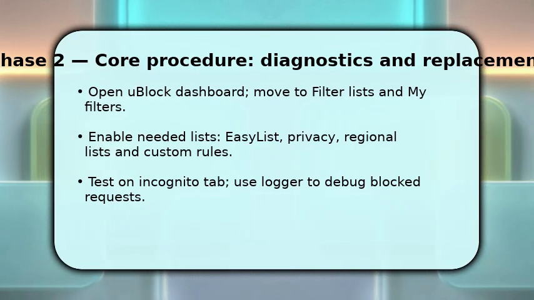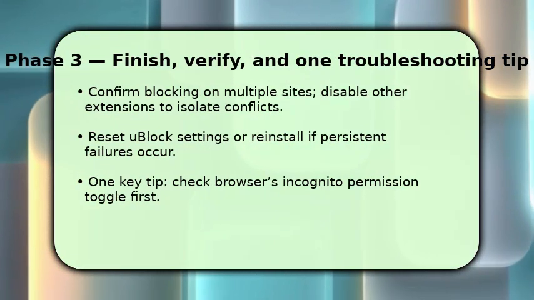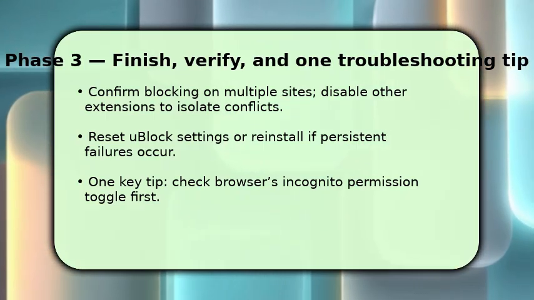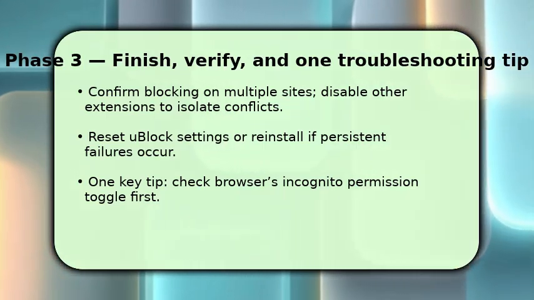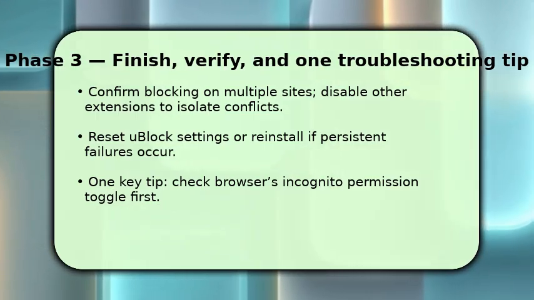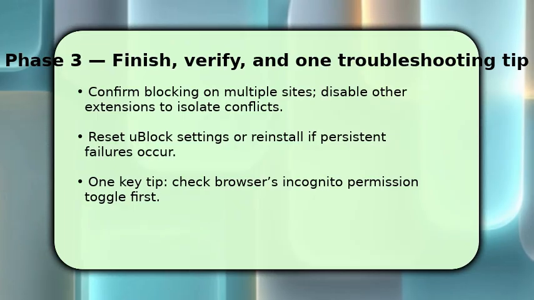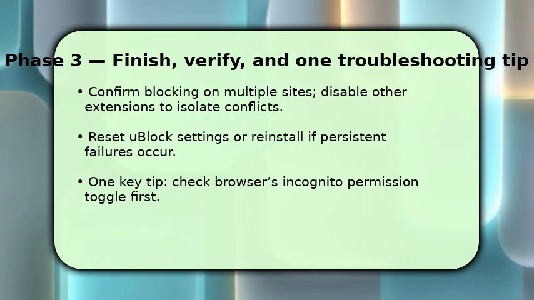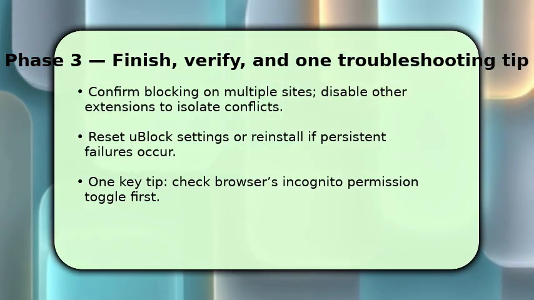Finally, validate functionality and fix problems quickly. You should visit several sites in Incognito and confirm trackers and ads are blocked. If something fails, disable other extensions to check for conflicts. If issues persist, reset uBlock to default settings or reinstall to remove corrupted data.